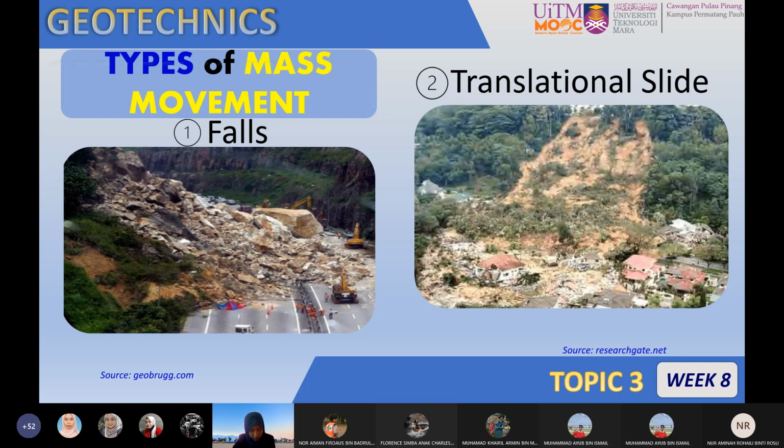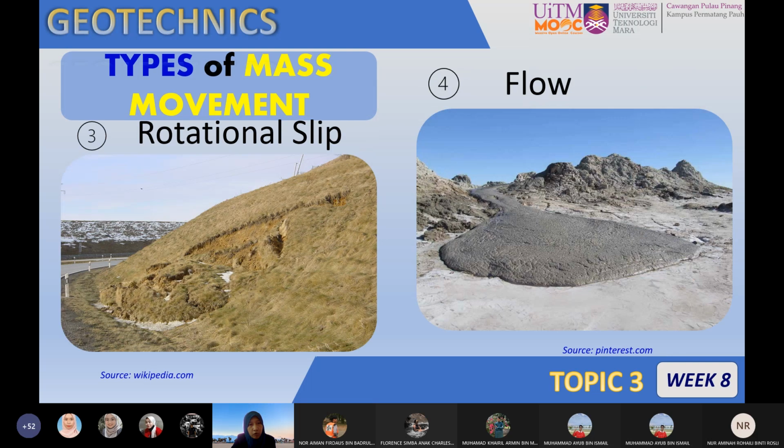The translational slide involves a linear movement of rock blocks along bedding planes or a soil layer lying near to the sloping surface. Such movements are normally fairly shallow and parallel to the surface. So for the translational slide here, you can see clearly the failure plane. Later on, I will show you the translational slide compared to the rotational slide. It has a planar surface and it is very shallow and parallel to the surface failure. And then the next type of mass movement is the rotational slip, or rotational slides.